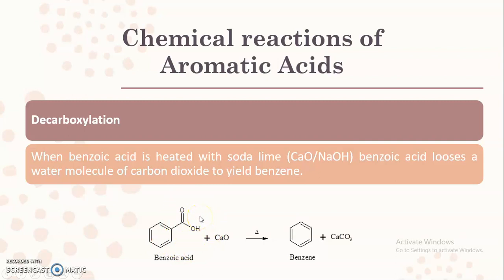This carboxylic acid functional group, on heating with calcium oxide in the presence of sodium hydroxide, will be converted into benzene. That is, there is a formation of calcium carbonate. This calcium carbonate will again be converted into calcium oxide and carbon dioxide. In this way, carbon dioxide is removed from benzoic acid, which leads to the formation of benzene. So aromatic compounds, that is the arenes, are formed when carboxylic acids undergo the decarboxylation reaction. So this is the third chemical reaction shown by aromatic acids.